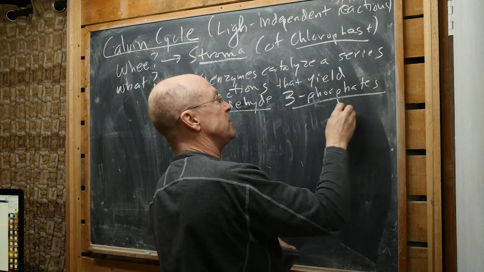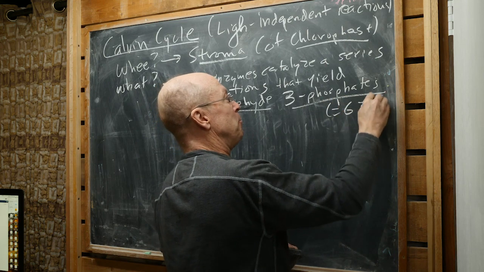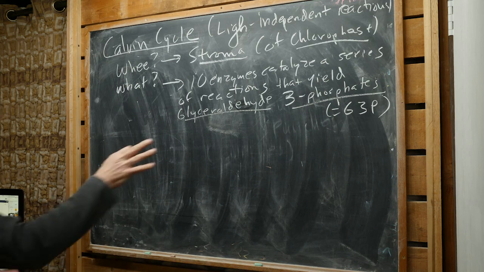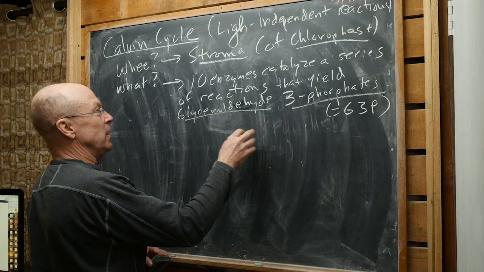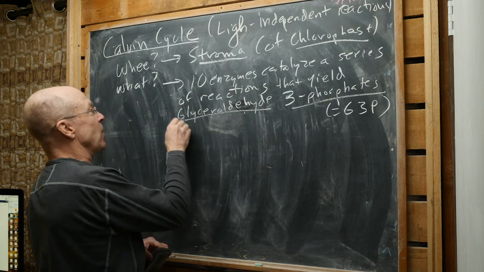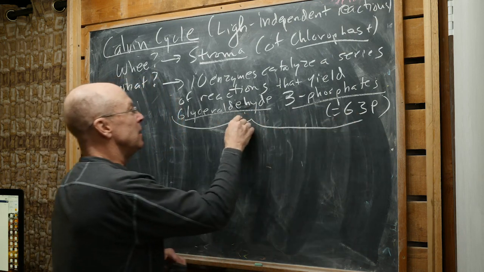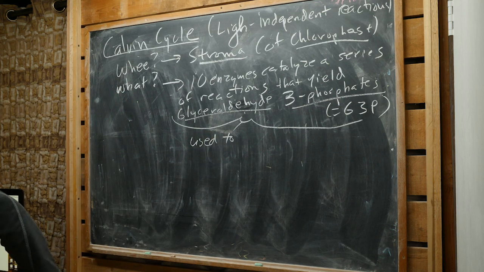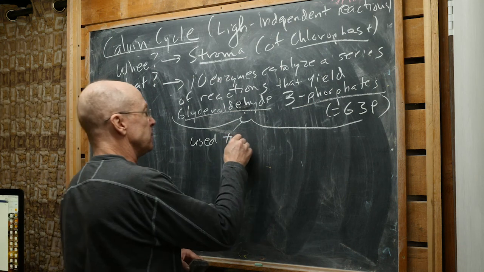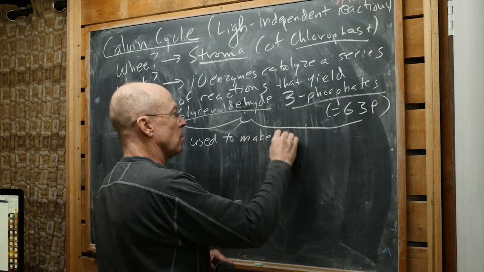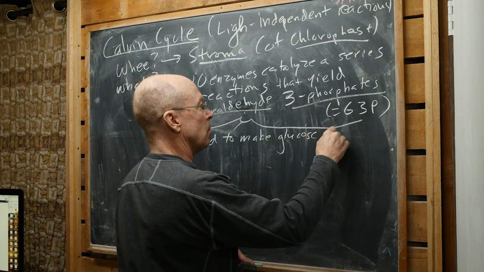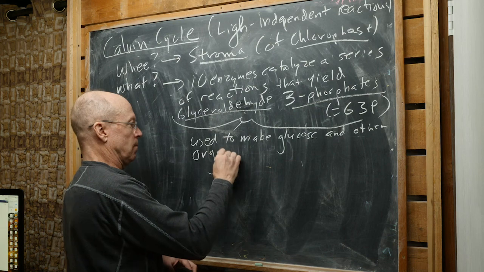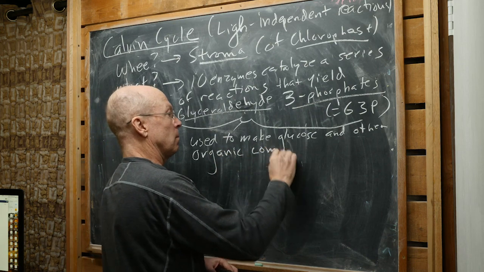We call these G3Ps, and we've seen them before. So glyceraldehyde 3-phosphates, and we're going to actually use these. These glyceraldehyde 3-phosphates will be used to make glucose and other organic compounds. Okay?